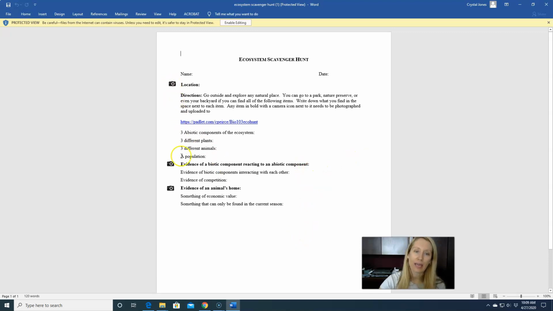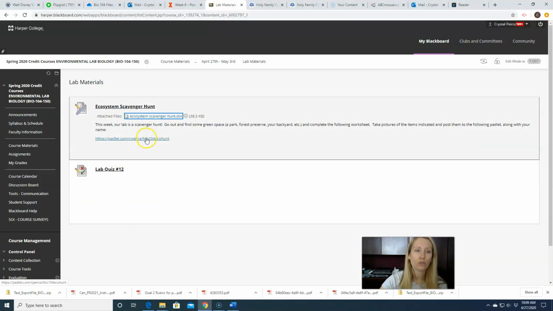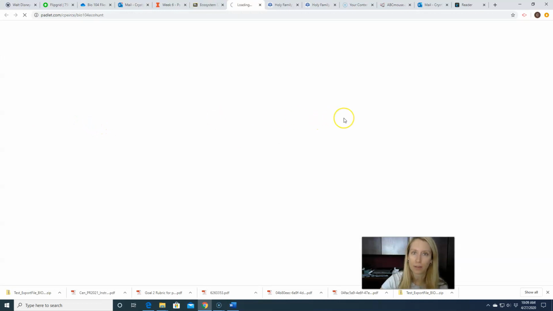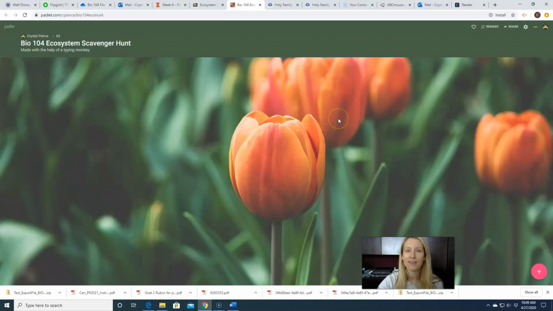Then you'll notice I have little cameras located next to some of these. So your location, evidence of a biotic component reacting with an abiotic component, and evidence of an animal's home. What I'd like you to do is take pictures of these three things, and go onto my Padlet and upload them so that we can see some of these things. So let's see some of these great places where we're looking for these ecosystem interactions, and let's see some of the evidence that you can find.